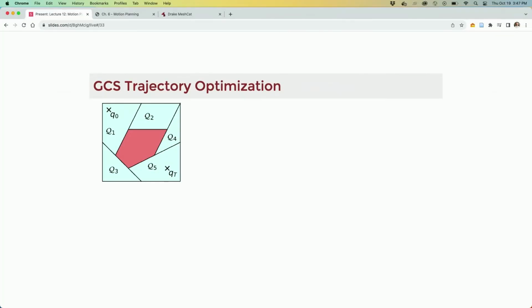Then the straight line connecting them is guaranteed to be collision-free because it's a convex set. That's sort of the definition of a convex set. And then you can put a constraint between the edges. So we're going to make an edge between each of these sets if they intersect at all. Okay? So an edge in the graph happens if the iris regions overlap at all.